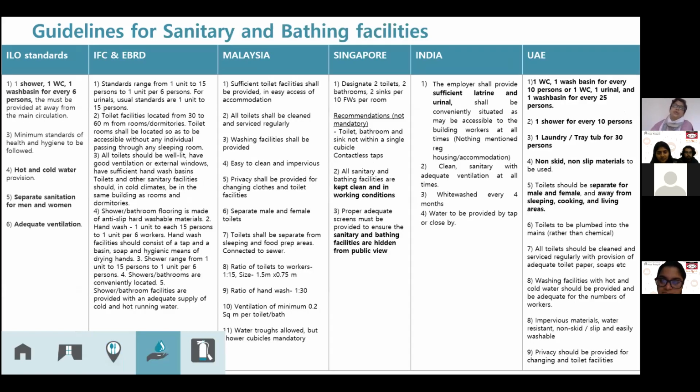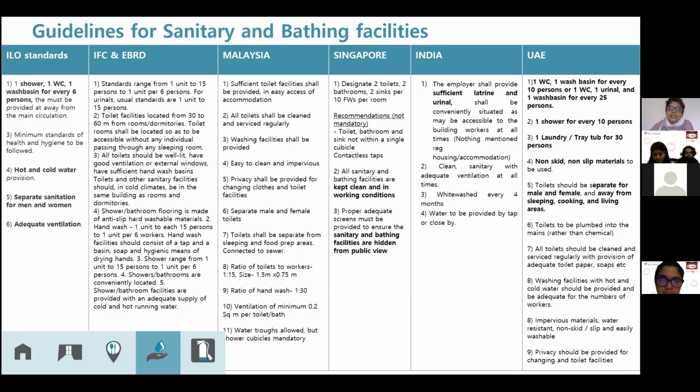If we come to sanitation, they have mentioned the standard in all these countries: one shower, one wash basin for how many people. It ranges from 6 people in ILO to 10 people in UAE and 15 in Malaysia, I think. And the ratio of hand wash is 1:30. The ventilation area per bathroom is 0.2 square meters. So these countries have released these kinds of laws, very, very specific.